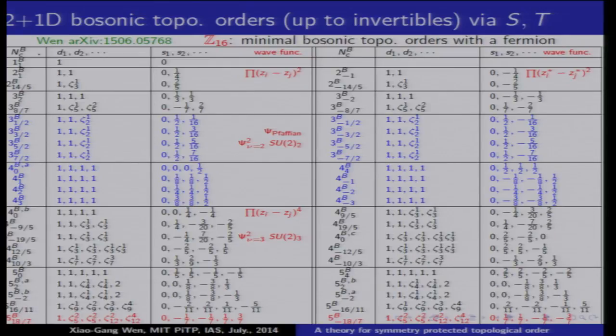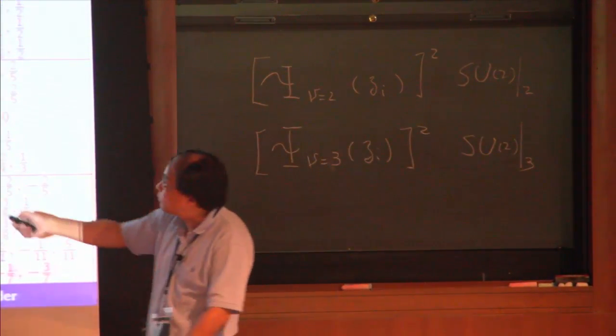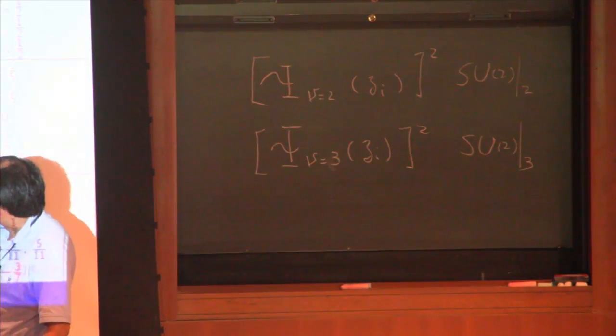So we start with a filling fraction 2 fermionic many-body wave function. And this is an anti-symmetric many-body wave function with 2 filled Landau levels. Then we just square it. When you square it, you get a symmetric many-body wave function. And that is a bosonic, something bosonic. And it turns out that this is a non-abelian state. We call it the SU2 level 2 non-abelian state, which happens to correspond to this entry.